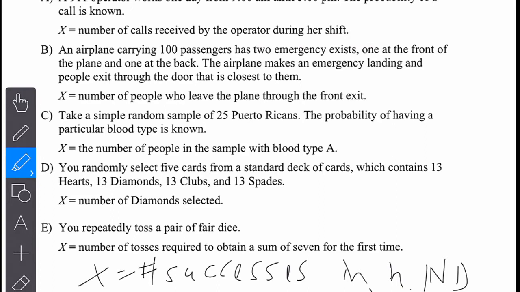So call received by the operator could be the success. And then as far as the n independent trials, that's the problem. So it looks like we have the success here.